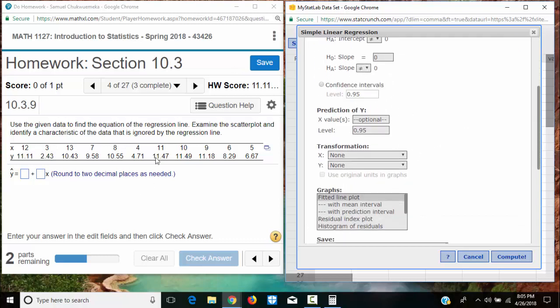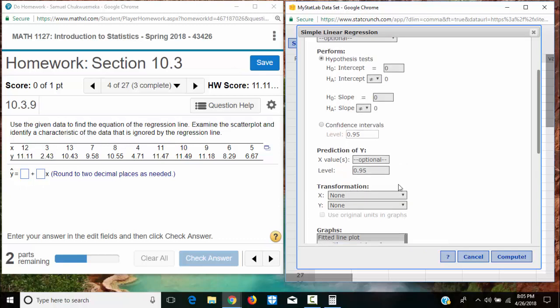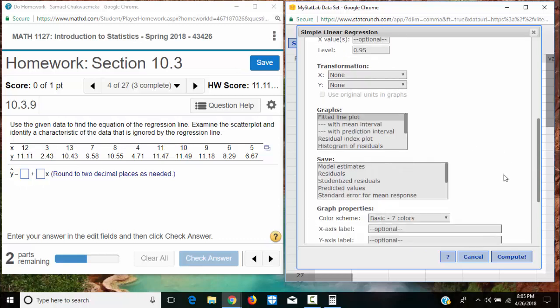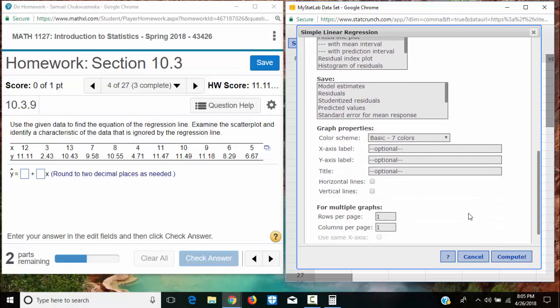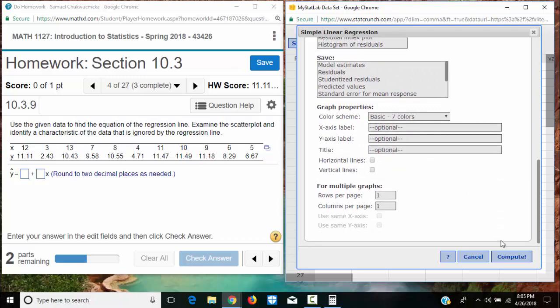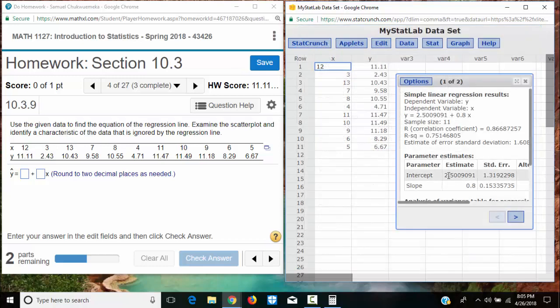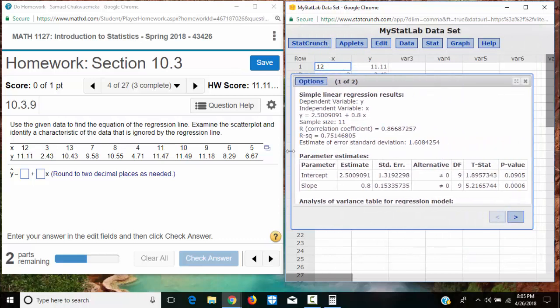And then they didn't tell us to predict the Y. They just asked for the equation of the regression line. If they ask us to predict the Y, I'm going to show you how to do those when we see questions like that. So you just click compute. And this is what you have here as the linear regression equation right here.